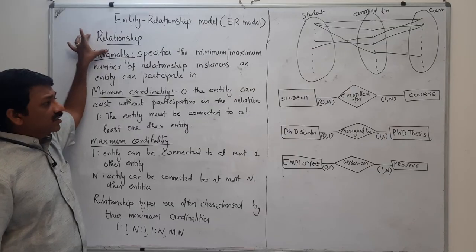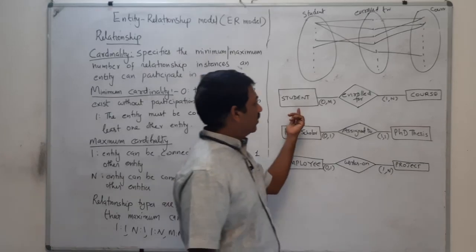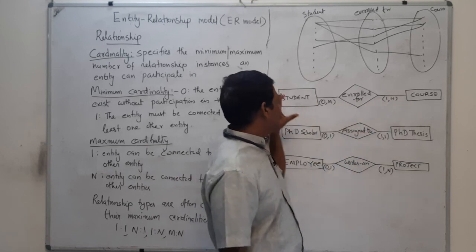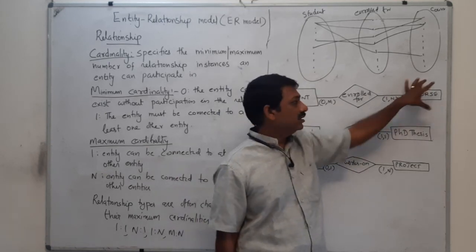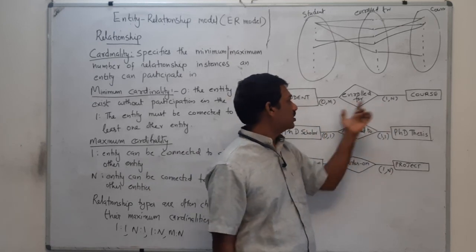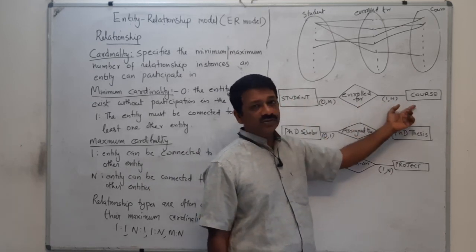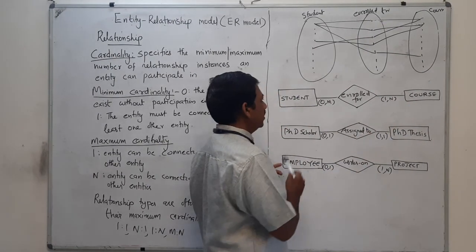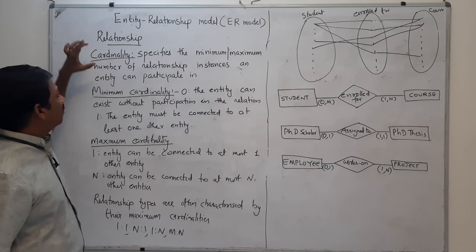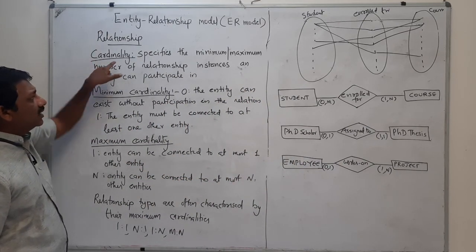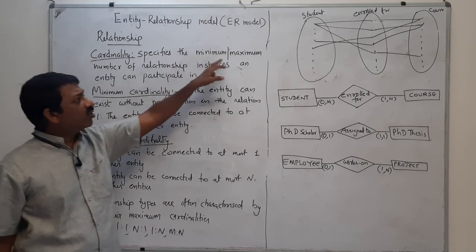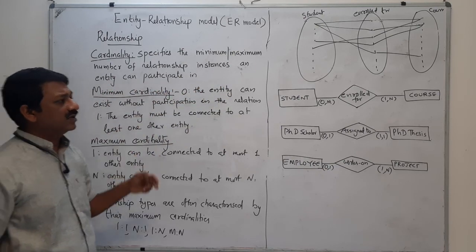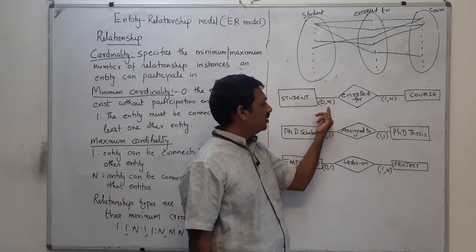Okay. As far as a relationship is concerned, we have student related to course. That means student is enrolled for course. Here student is an entity, course is an entity, and student is enrolled for the course. A student can enroll for multiple courses and multiple students can attend the same course. That is why we are going to have another term which we are going to discuss, that is cardinality, which specifies the minimum or maximum number of relationship instances an entity can participate in. That means here this is the minimum value and this is the maximum value.